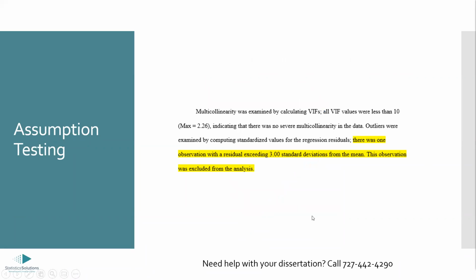Here's an example that discusses some more assumptions testing. In this case, we have an example where one of the assumptions is not met. So here we state that we checked the data for outliers, but then we state that there was an observation that we saw that was an outlier based on our test. And then we stated what we did with that outlier. So we're stating that this observation was excluded from the analysis. So we excluded that outlier from our analysis.